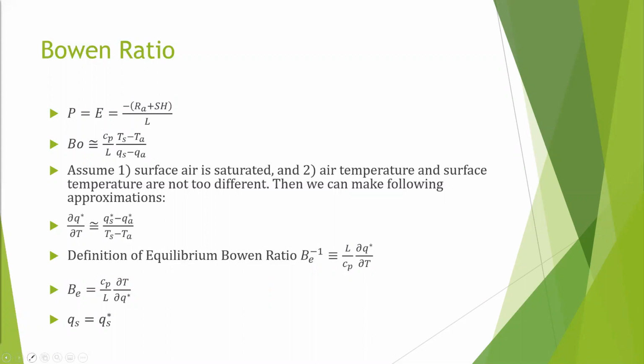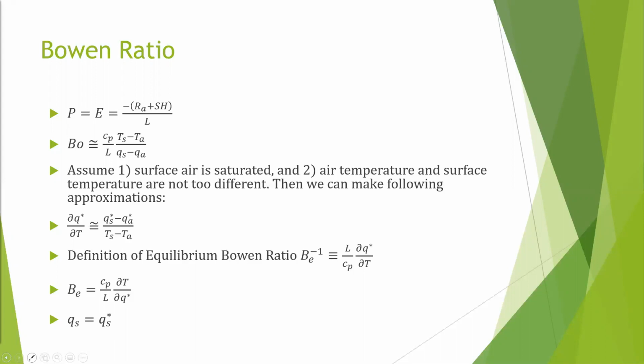The atmosphere energy balance dictates that precipitation equals evaporation, which is equal to the sum of the net radiative flux plus sensible heat over the latent heat of evaporation times -1. We also have the equation for the Bowen ratio.